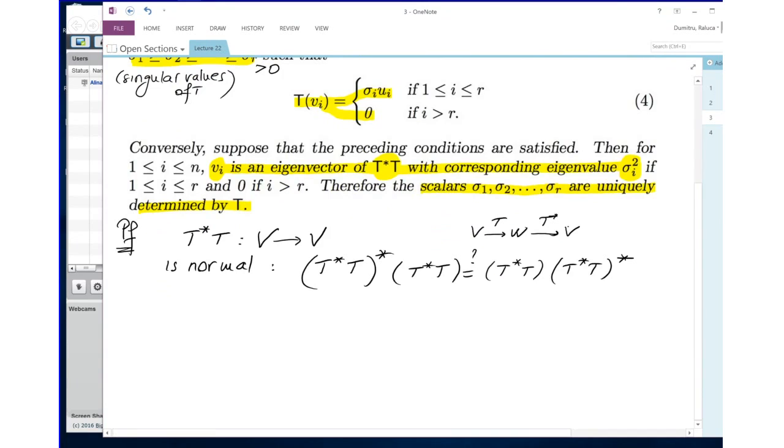So, apply the adjoint to the first one. What do you get? It switches the order, right? You get T star star, which is T. And then another T star and another T. And on the right side, you have T star T already. And then when you apply the adjoint to the second group, you get T star star, which is T again. Okay, so T star T is an operator that is normal on V, right?